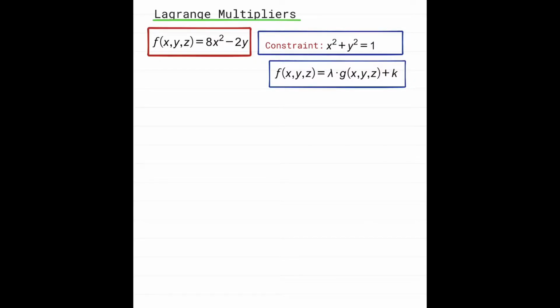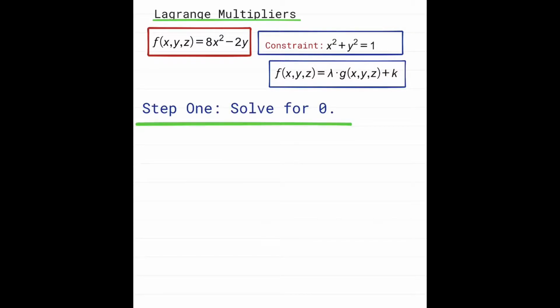Now, without further ado, the equation we use to solve this is f of xyz equals lambda times g of xyz plus k. What's our g of xyz? That would be our constraint. What's our k? Whatever constant is included with our constraint. In this case, k is 1. For step 1, the first thing we do is solve for 0.